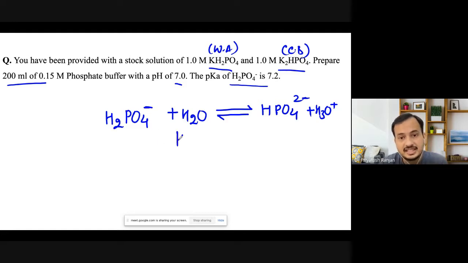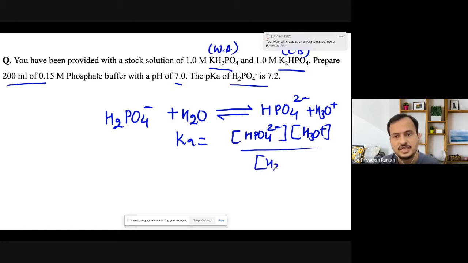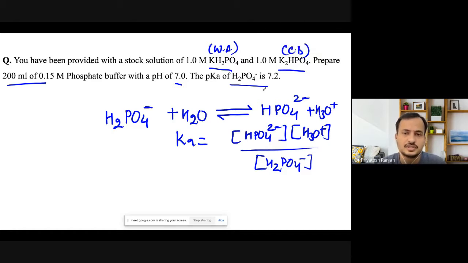So we all know that the K for this chemical reaction is going to be the concentration of HPO4 2 minus times the concentration of H3O plus, divided by the concentration of H2PO4 minus. I'm not bothered about the concentration of water, because the concentration of water is not going to change much. Okay, simple. Again, you can solve this question with different approaches. I will just use one.